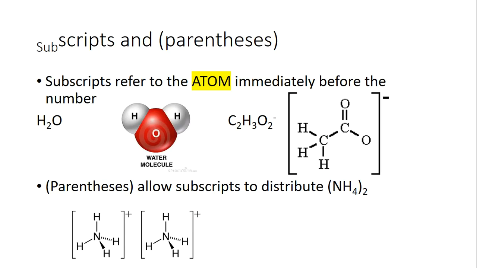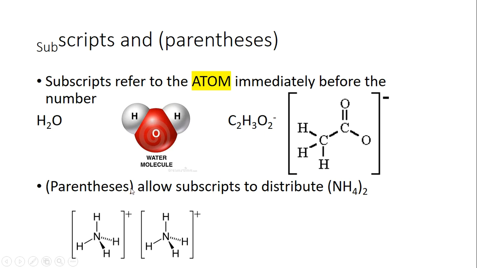So let's get into some rules here. The first thing is that the subscript refers to the atom immediately before the number. So here you have 2 referring to the hydrogen, and that means there are 2 hydrogens for every oxygen in water, and you might have learned that already. In acetate, which is C2H3O2 minus, that means there are 2 carbons seen here in the picture, 3 hydrogens and 2 oxygens, and the whole thing has a minus charge, which we'll learn later.